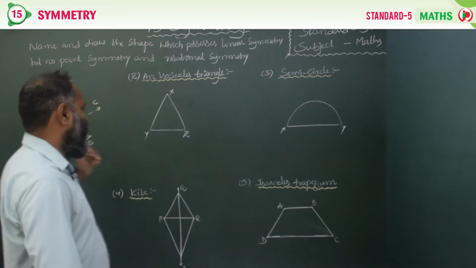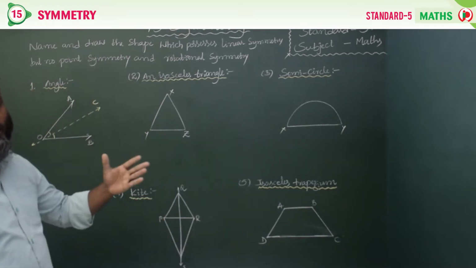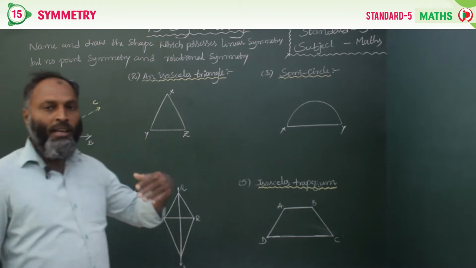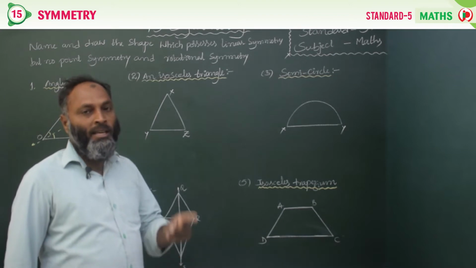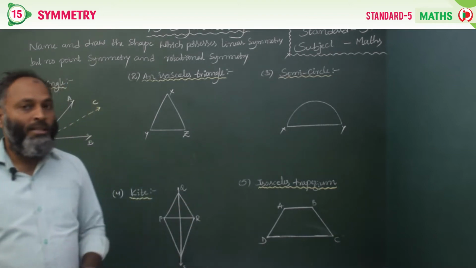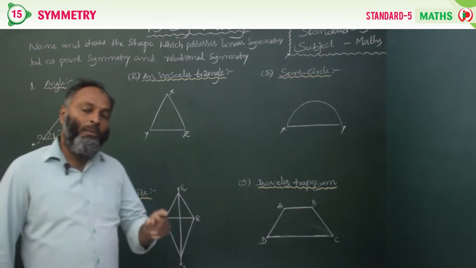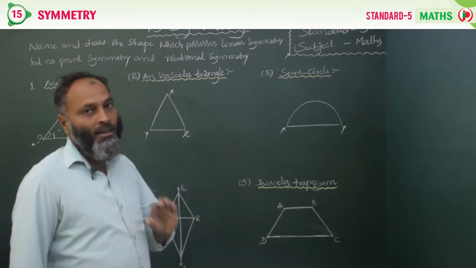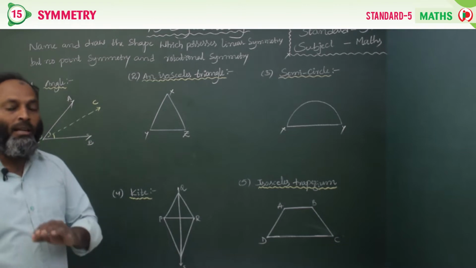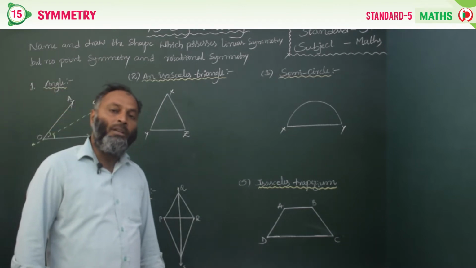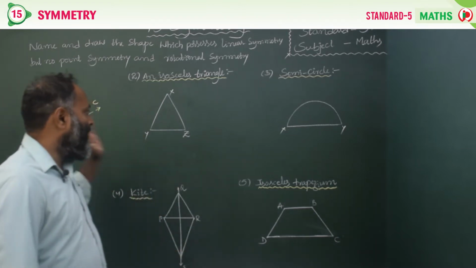Here, whatever the angle it is, either 60 degrees, 45 degrees, 30 degrees, whatever angle, in all angles we have a line of symmetry. That is the angular bisector. The angular bisector is the line of symmetry of a given angle. For any angle there is no point of symmetry and no rotational symmetry. Okay, this is about the angle.